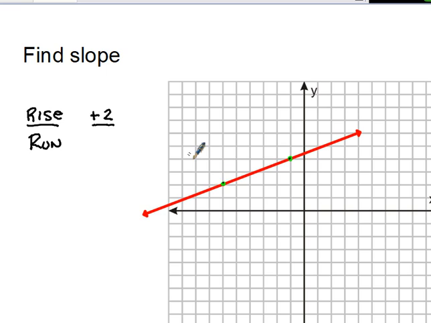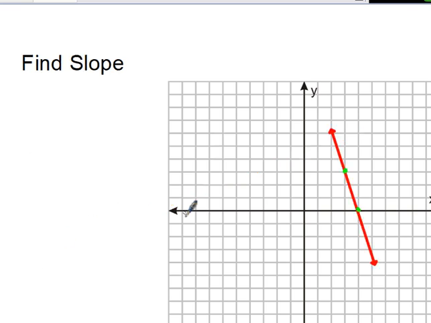My run, which is my left and right movement, would be to travel 1, 2, 3, 4, 5 units to the right. And since I'm traveling to the right, and on a number line moving to the right is a positive movement, my run would be a positive 5. So the slope of this line is simply 2 over 5. It's that easy. Let's look at another one.